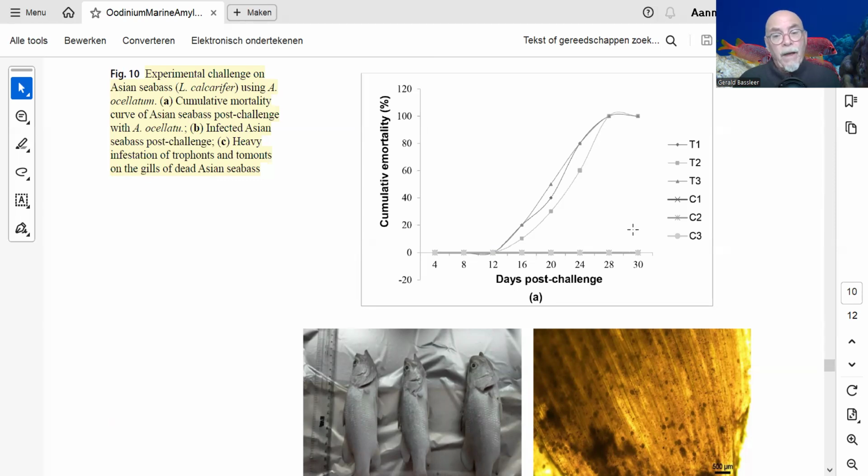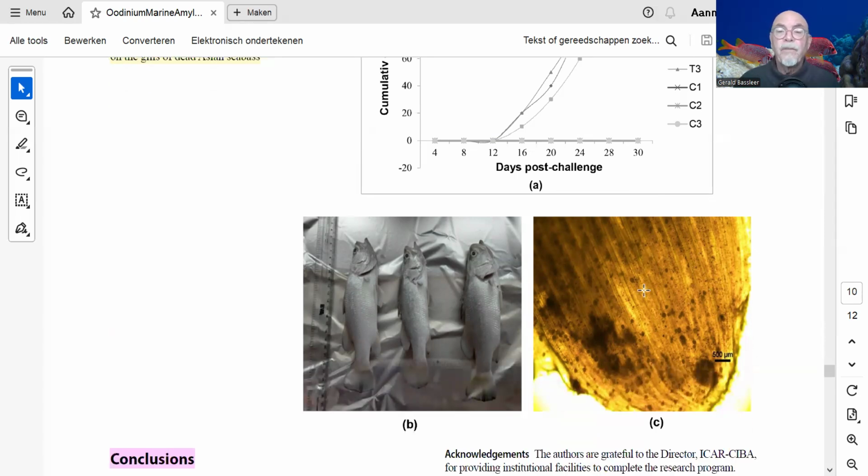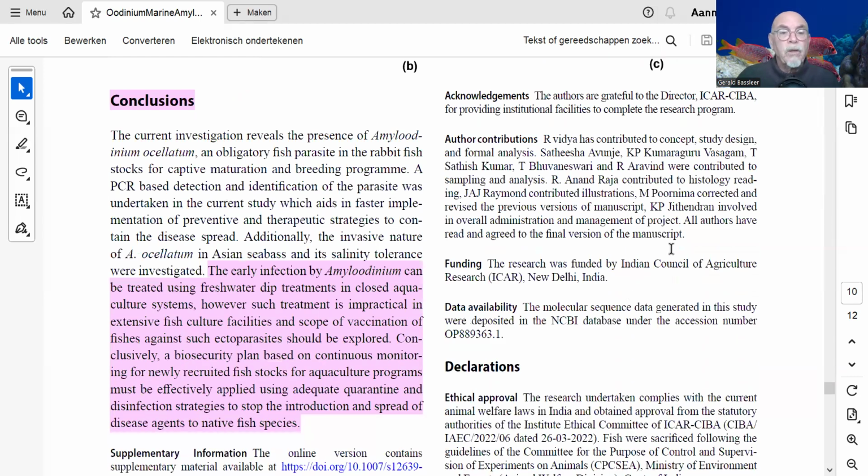So adding those parasites in the test revealed that, look at the gills here to the right, were completely loaded with parasites. The gill lamella were affected, fused together, and the fish died of, well, a lack of gas exchange, lack of oxygen. Well, the conclusion was in general that in the beginning of an infection of Oodinium, you should try to use freshwater dip treatments when it's possible, difficult when you are, in my opinion, a breeder. In a closed aquaculture system, you might try, but I would recommend, like here in this case, to lower the salinity to 10 to 15%.